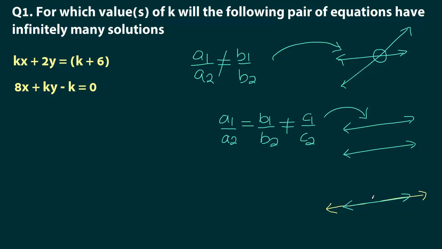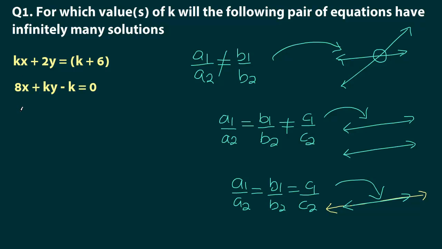And in the last case, all these ratios are identical. So a1 by a2 is equal to b1 by b2 is equal to c1 by c2. When we have this, that means we're dealing with the third situation. Both lines are identical. So in this case, we are dealing with the third situation. That means our ratios should be all equal.